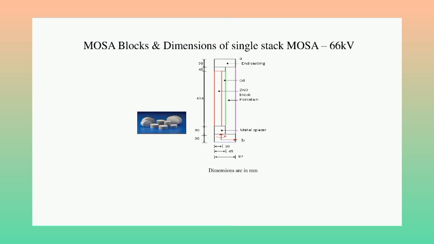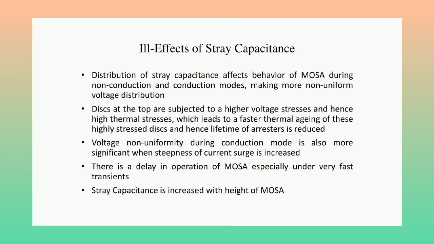This is the dimension of a single stack MOSA for a 66 kV arrestor, and arrestor blocks are also seen. Ill effects of stray capacitance. Distribution of stray capacitance affects the behavior of the MOSA during non-conduction and conduction modes, making the voltage distribution more non-uniform.